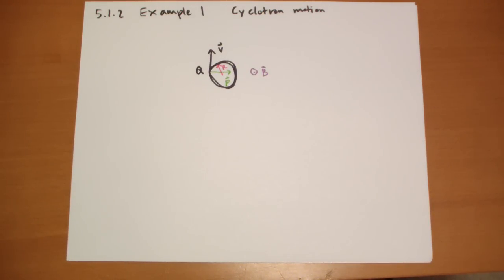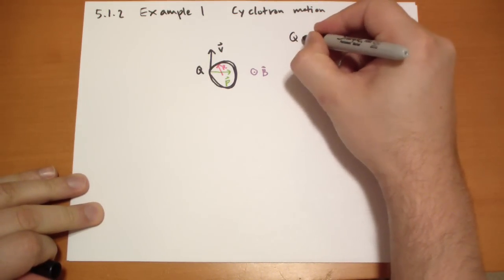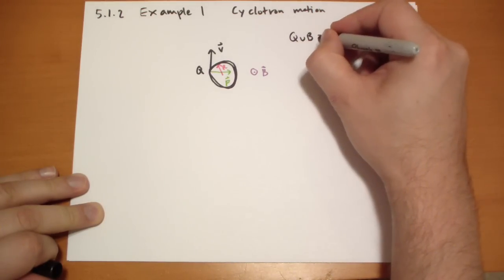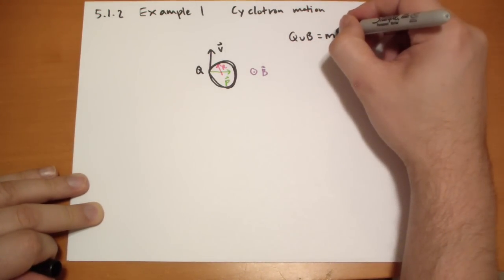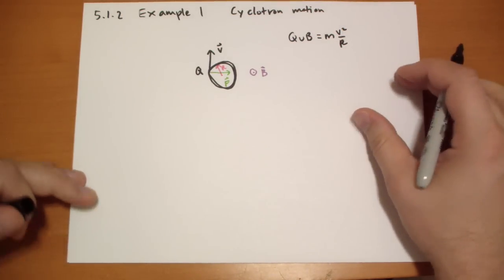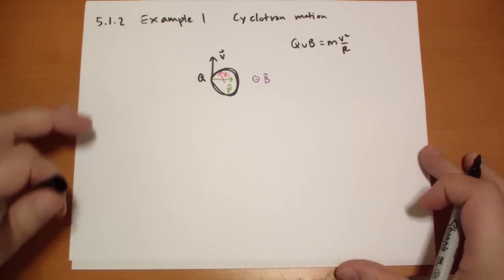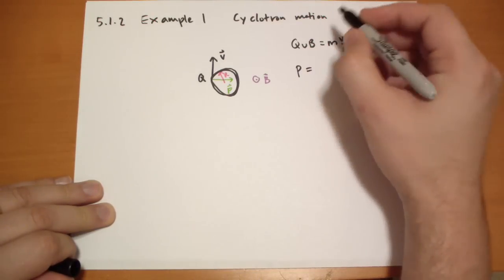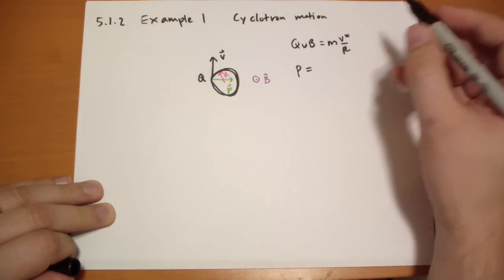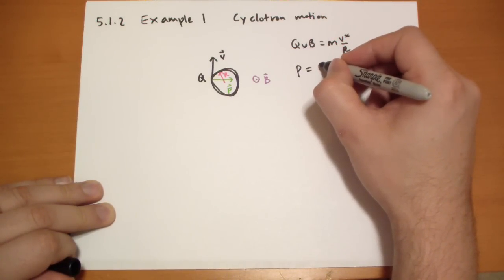And in order to sustain that motion, we know that mass times acceleration has to equal the force. So we get this simple formula. The force, QvB, that's the magnitude of the force, is going to equal the change in direction, which is just mv squared over r. And that leads us to this simple equation that the momentum p, which is mv, is equal, we're going to cancel out the q's there, so mv is equal to qBr.